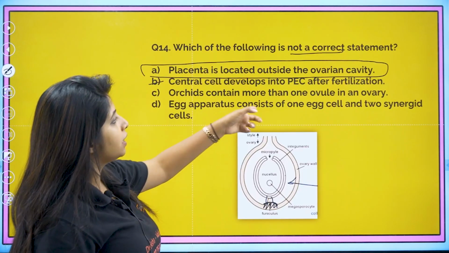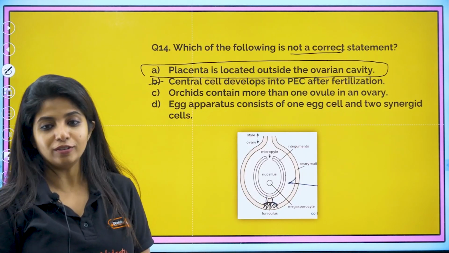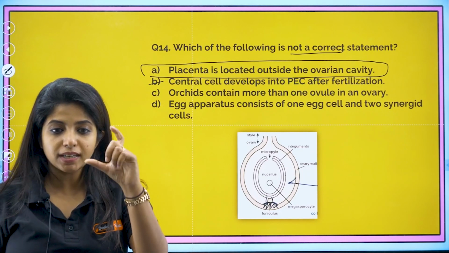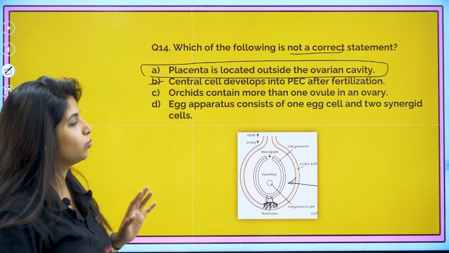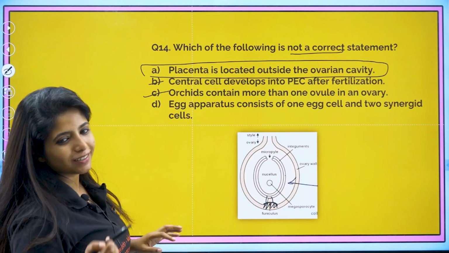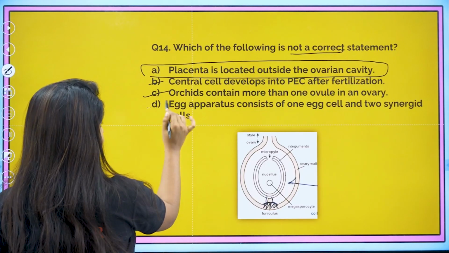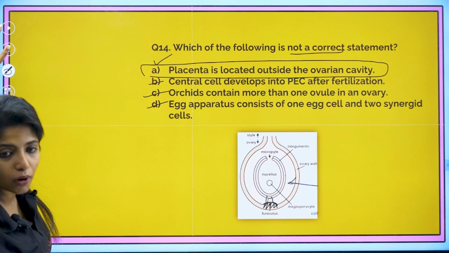Now, orchids contain more than one ovule in an ovary. Correct. It has multiple ovules. It's not like mango, which just has one ovule. Always remember, mango has one seed, so if it has one seed, that means it is one ovule also. Not always, but generally. Now, egg apparatus consists of one egg cell and two synergid cells. Yes, I know that. So your answer would be A. A is the odd one out. It is the one that is not correct.